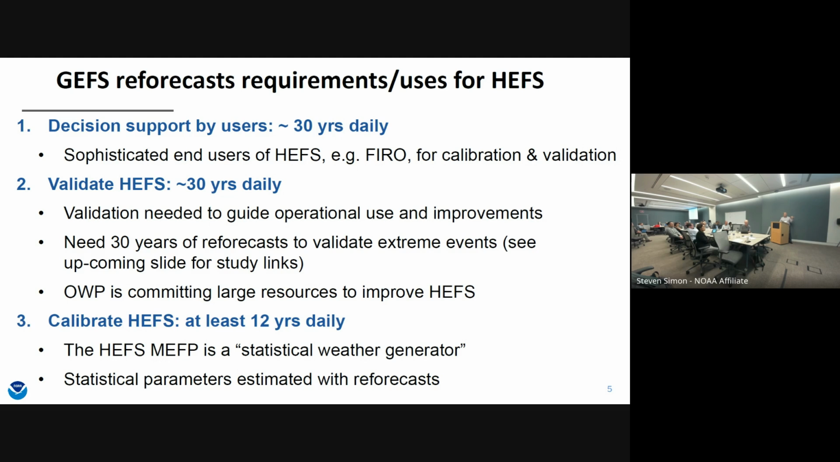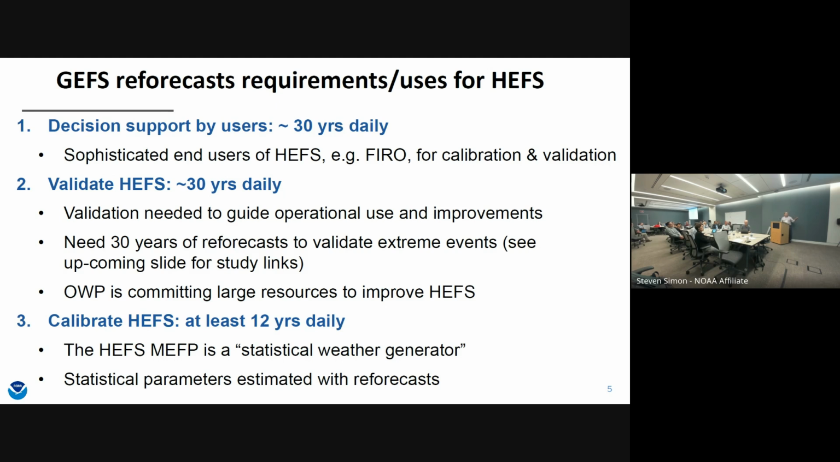We use HEFS for validation. Again, 30 years needed. We have a lot of investments in improving HEFS, so we need to validate that and guide our operational use and improvements. The reason why we need 30 is primarily because of extreme events. I'm going to show you a slide with a couple of study links, which we did. And as I said, we're committing a large number of resources to improve HEFS, so those validation efforts are important.